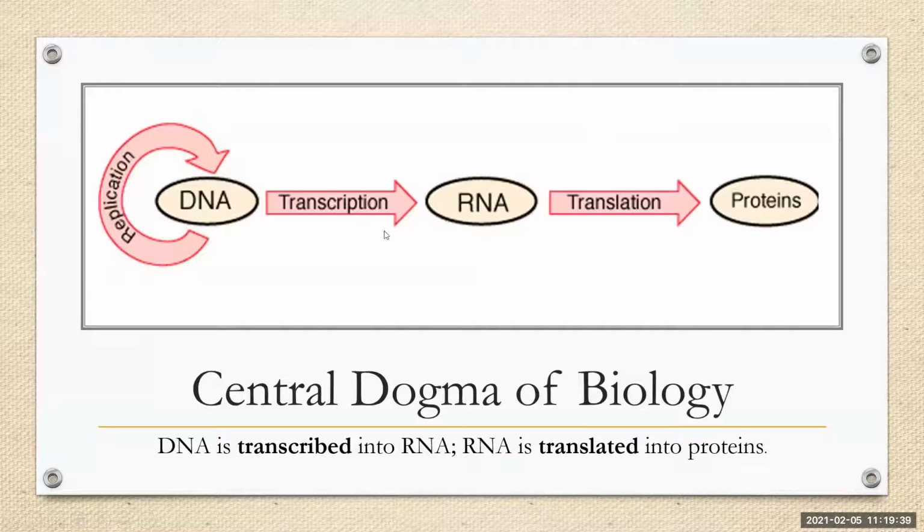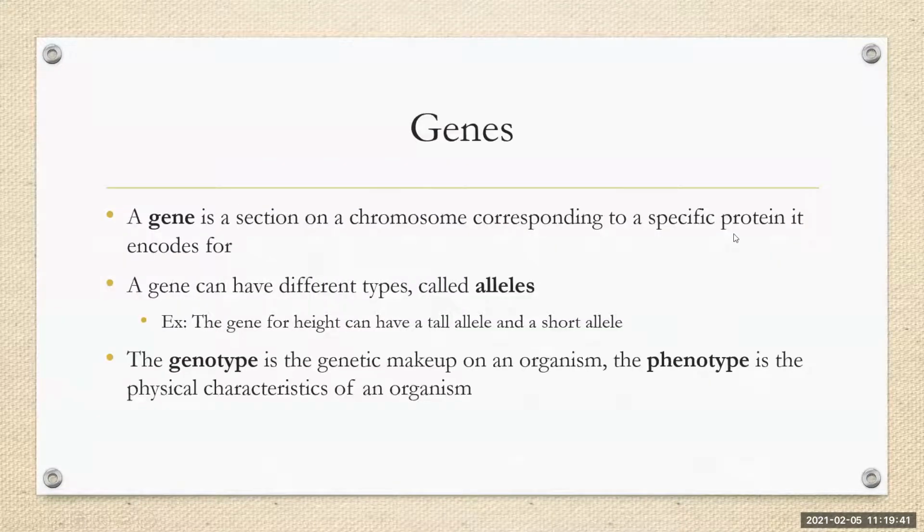So what are genes? A gene is a section on a chromosome that corresponds to a specific protein it encodes for. A gene can have different types though, called alleles. For example, the gene for, say, height can have either a tall allele or a short allele. Inside the organism, you have the genotype and the phenotype. The genotype is the genetic makeup of the organism, while the phenotype is the physical characteristics of an organism. For instance, you could have a genotype of, say, blonde hair, and your phenotype would be the actual physical expression of the blonde hair.